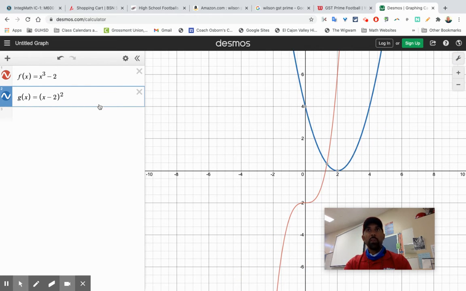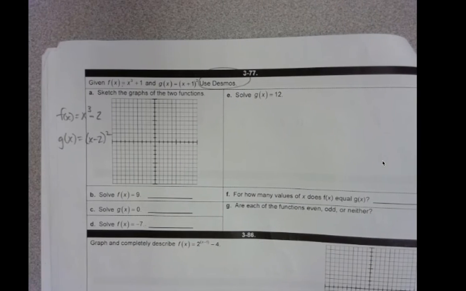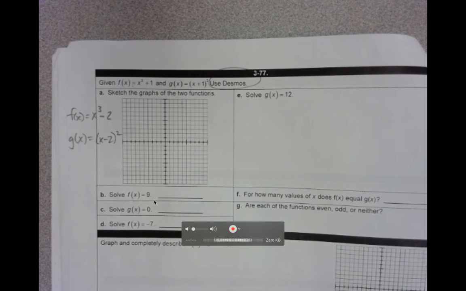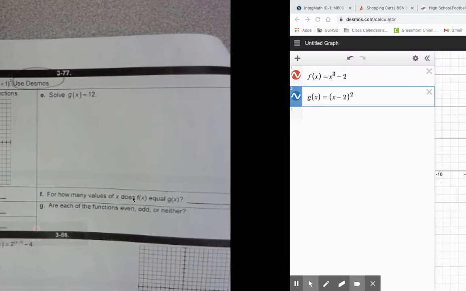Sorry, not cubed, squared. All right. So now the question is: solve f of x equals 9, solve g of x equals 0, f of x equals -7. So basically on your graph, you need to pay attention to the letter. If it says solve f of x, I need to only pay attention to the f of x.